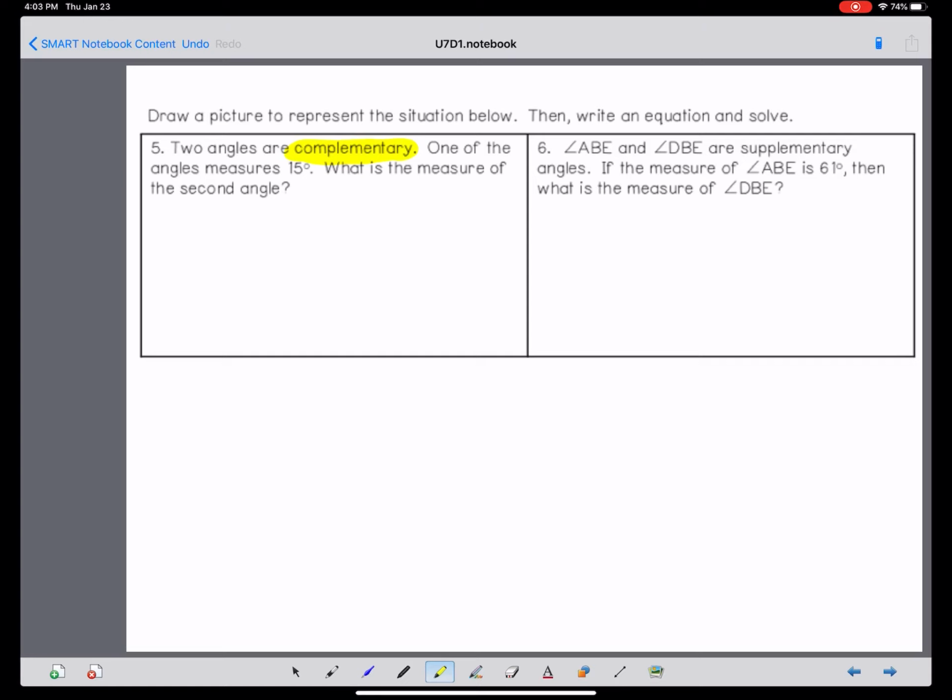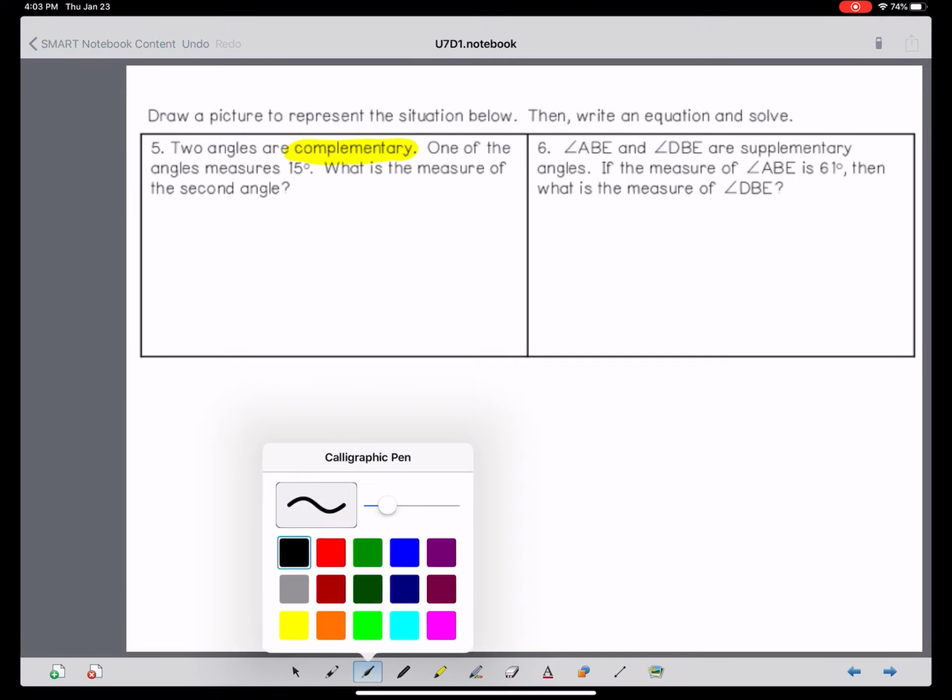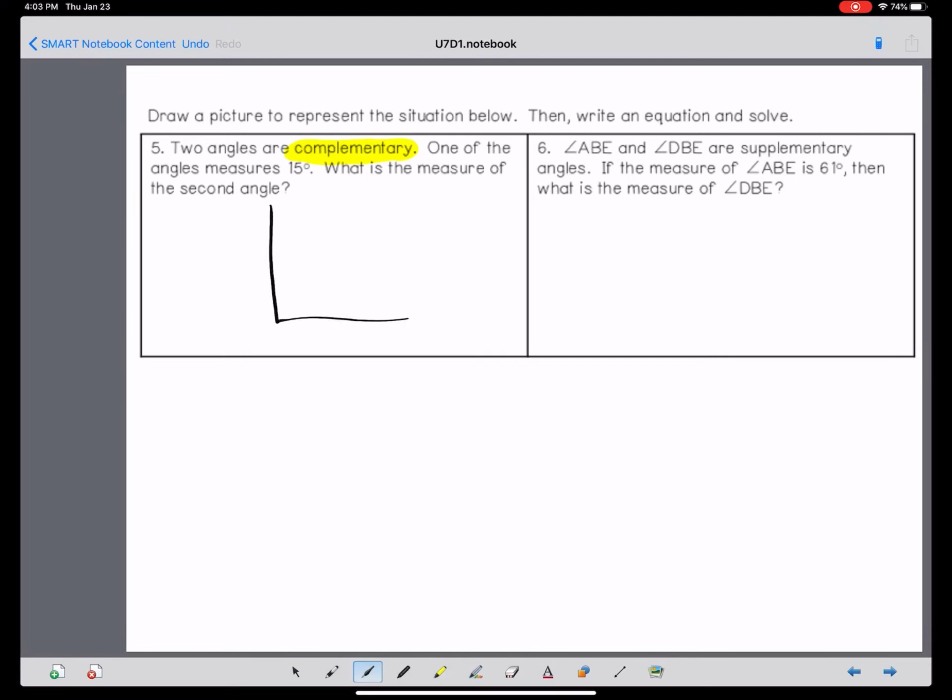Perfect. Okay, so one of the angles measures 15 degrees. What's the measure of the second angle? If it helps, you can draw a picture, but what they're asking for here is for you to write an equation and solve it and draw a picture. So let's go ahead and draw a picture. I know I'm going to have a 90-degree angle, and one of the measures is 15 degrees, so I could just say this one is 15 degrees. What's the measure of the second angle? So I'm just going to put an X there.